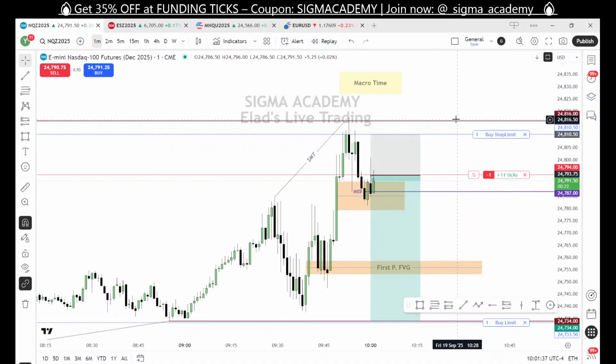Now I see a reaction. Just see how it reacts to this fair value gap. It should go lower. On Nasdaq, maybe it will respect this up candle because it has fair value gap with it.